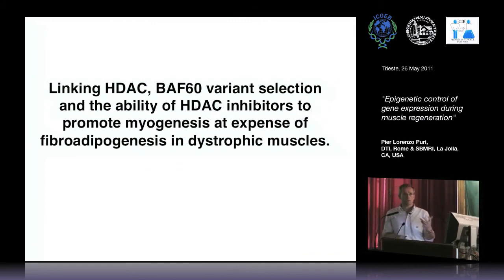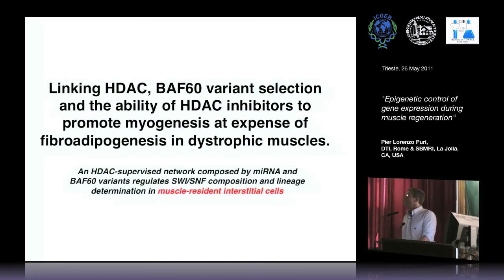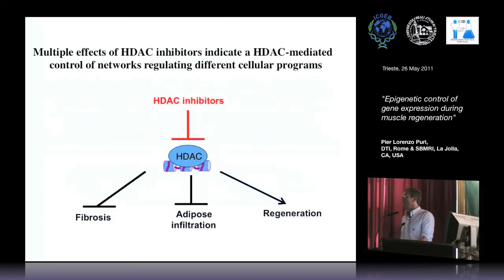What is the connection between this basic knowledge and muscular dystrophy or regeneration in muscular dystrophy? As I mentioned in the first slide, there is an HDAC-supervised network that is very important to activate muscle gene transcription, and therefore regeneration in dystrophic muscles. And we have found this interesting network by which HDAC controls an interplay between myogenic microRNAs and BAF60C variants.